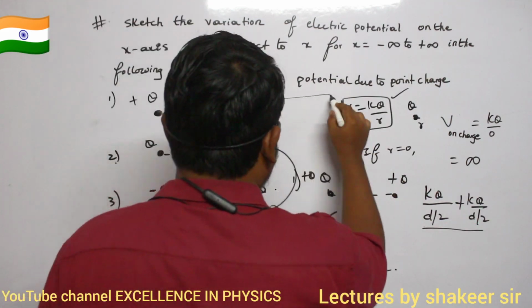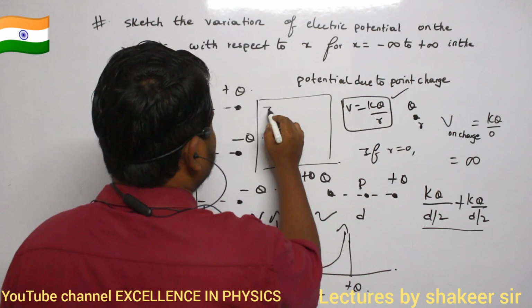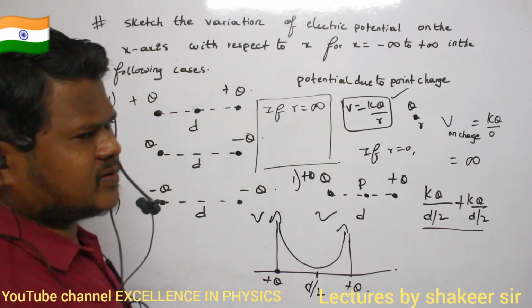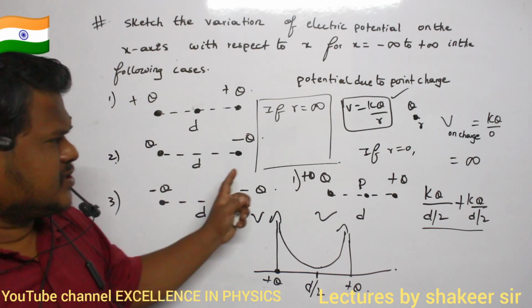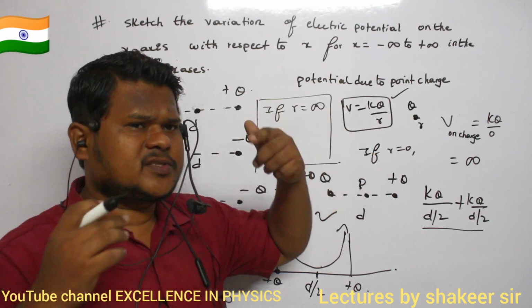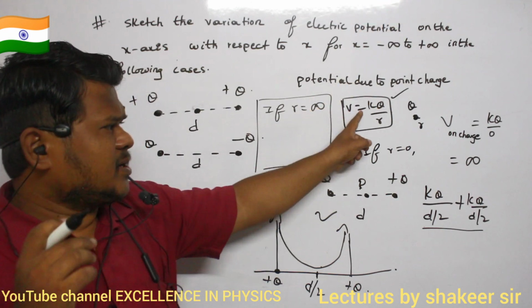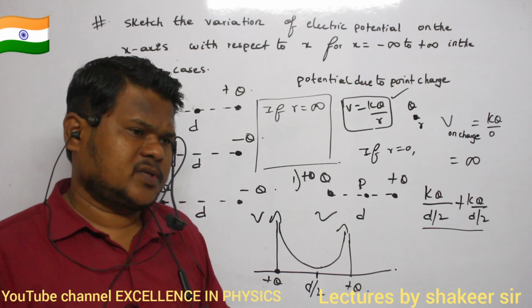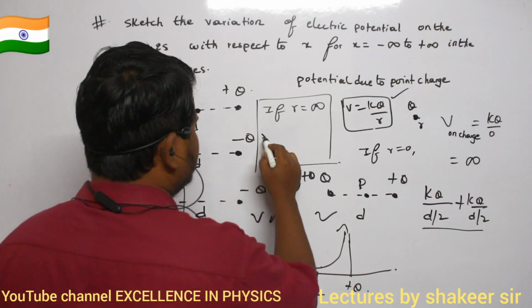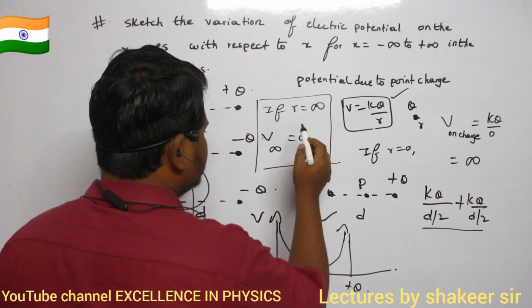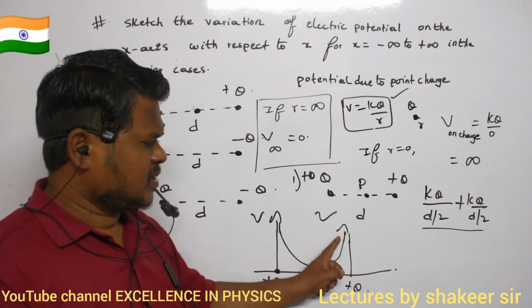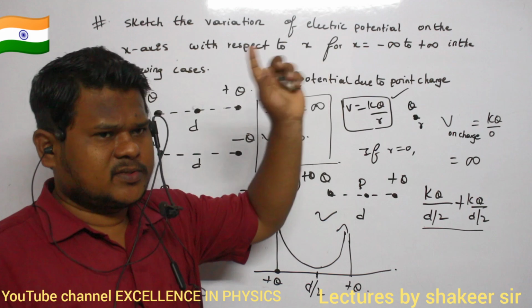So one more condition. If R is infinite, what is meant by R is infinite? The distance R from the charge is very long. Then it will become KQ divided by infinite. KQ divided by infinite means how much? 0. So therefore potential at infinity will be 0. So potential at a charge is infinite. Potential at infinity is 0.